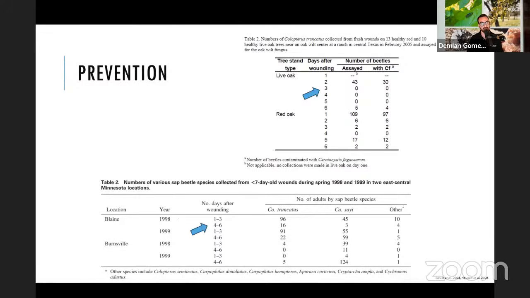But we also know that it's very important to paint as soon as possible. And that's because in the first 3 days, and you can see that this is data from Minnesota, but also from Texas, within the first 3 days of the wounding happening, that's when you get most of the beetles, right? So after 72 hours, that wound is not going to be visited by many of these sap beetles. But in those 3 days, that's when you want to avoid the risk. That's why it's important that if we make a cut, we want to paint it as soon as possible.